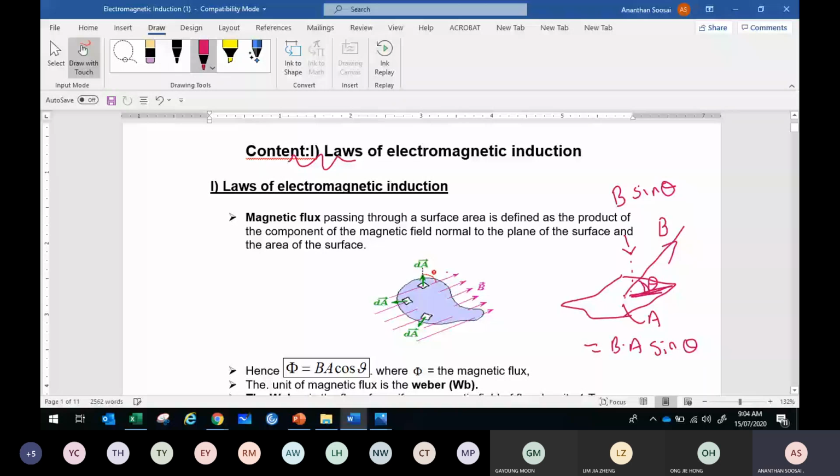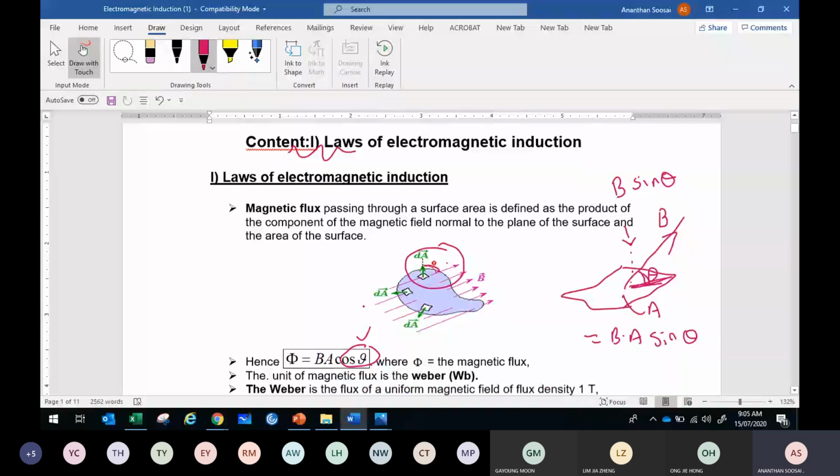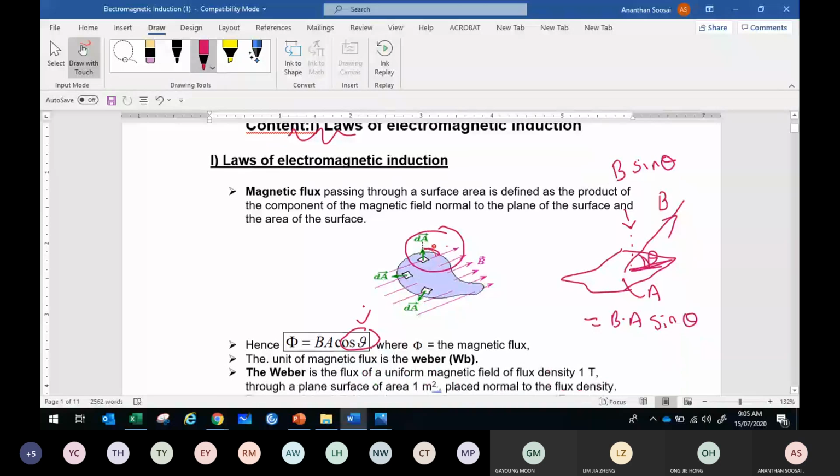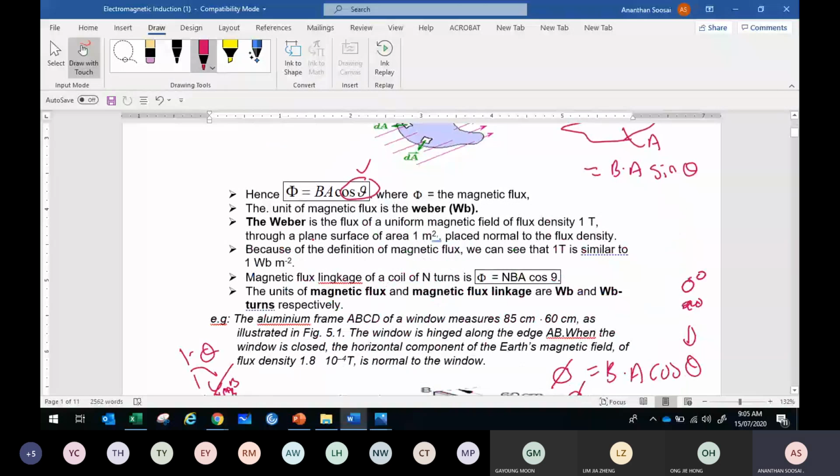The one most of the time they give is the magnetic field with a normal line. This angle is given. You see this diagram? If theta is between the magnetic field and the vertical line, then you use cos, most of the time. So the unit is Weber, and magnetic flux linkage is NBA cos theta, multiplied by N.